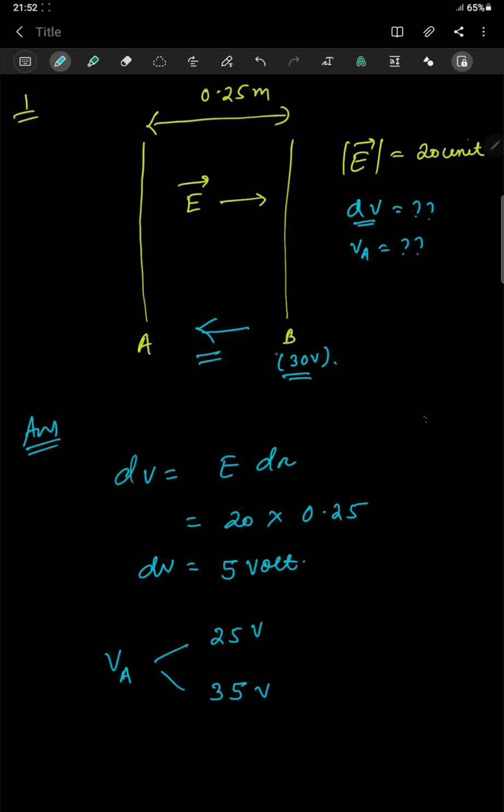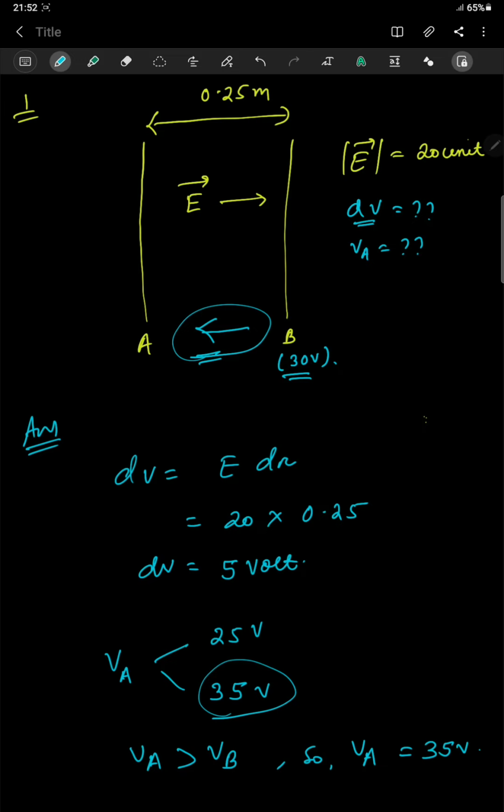So the potential at B is less and potential at A should be more. Therefore, it should be 35. So 35 should be the answer. So potential at VA will be greater than potential at VB because of this direction. Therefore, your potential at A will be how much? 35 volt. Okay. So this is a very common question which comes, or else the derivation will come.